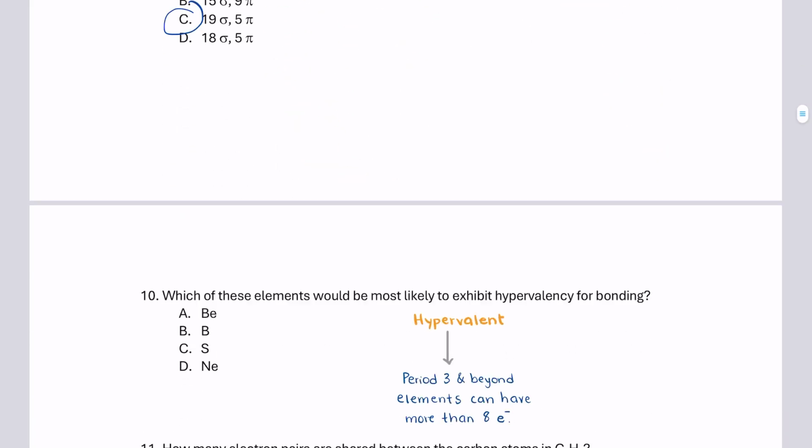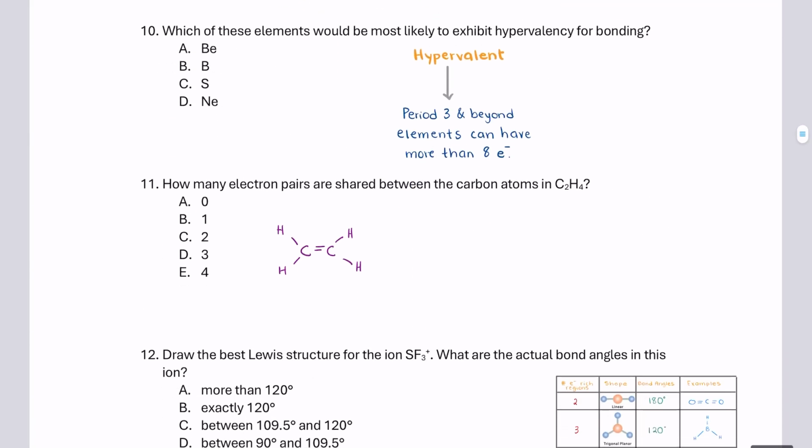Problem 10 says, which of these elements would most likely exhibit hypervalency for bonding? To solve this problem, we need to remember that hypervalency refers to atoms that can expand their valence shell for bonding. So we know that elements in period 3 and beyond can actually expand their octet because they have available d orbitals that can accommodate additional electrons. So keeping that in mind, let's analyze the answer choices.